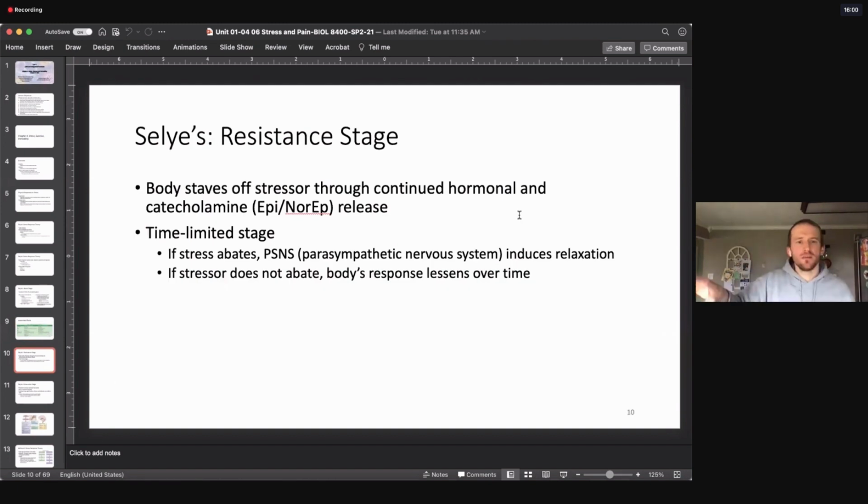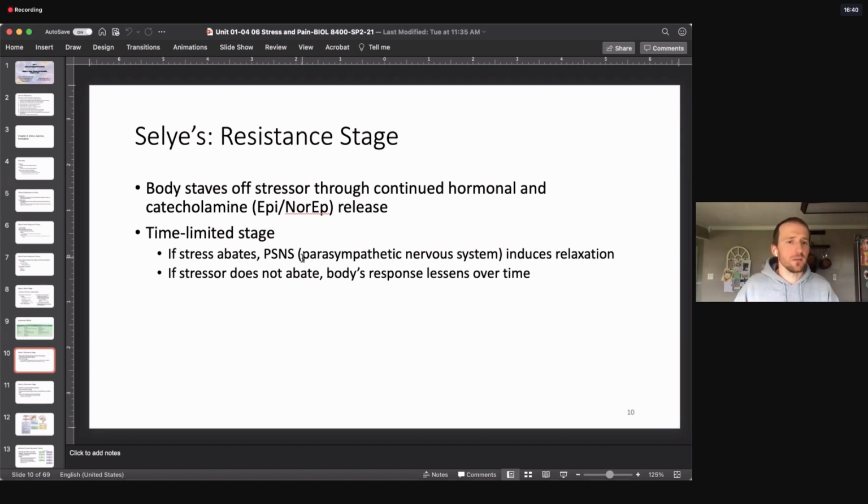Now, once you move out of the alarm phase, you enter into the resistance phase. This is where the body has gotten rid of or accommodated that stressor because it has a continual secretion of catecholamines, epinephrine and norepinephrine, through the activation of those endocrine glands. This resistance stage is time limited, meaning that if the stress leaves, the parasympathetic nervous system is going to predominate, right? Your sympathetic is going to become less active, your parasympathetic will become more active, and the patient will enter into a state of relaxation, or at least a more relaxed state.